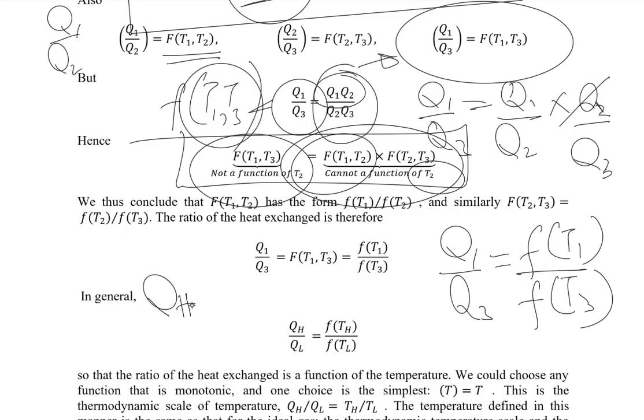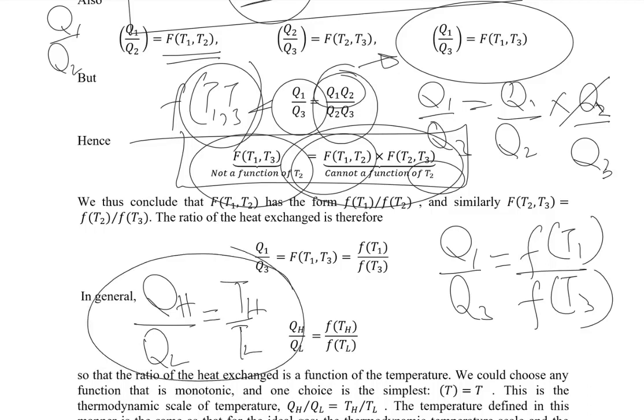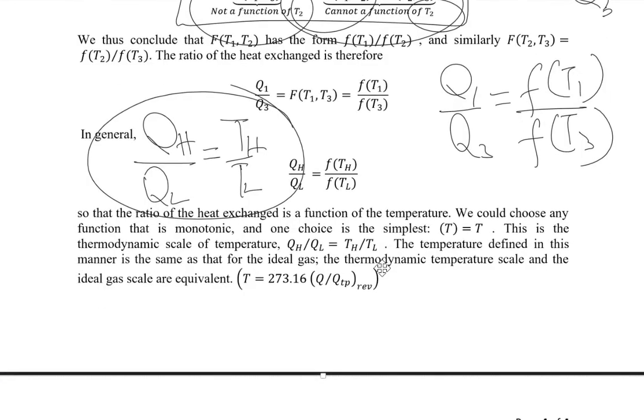Having said that, generalizing this equation, QH by QL can only be written as TH by TL, and there is no other equation which we can relate. So we have derived something which means the heats are dependent on the temperature.